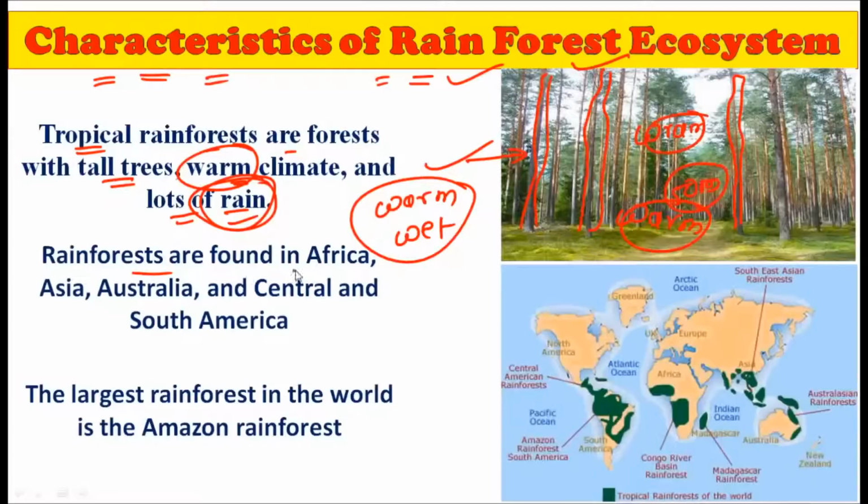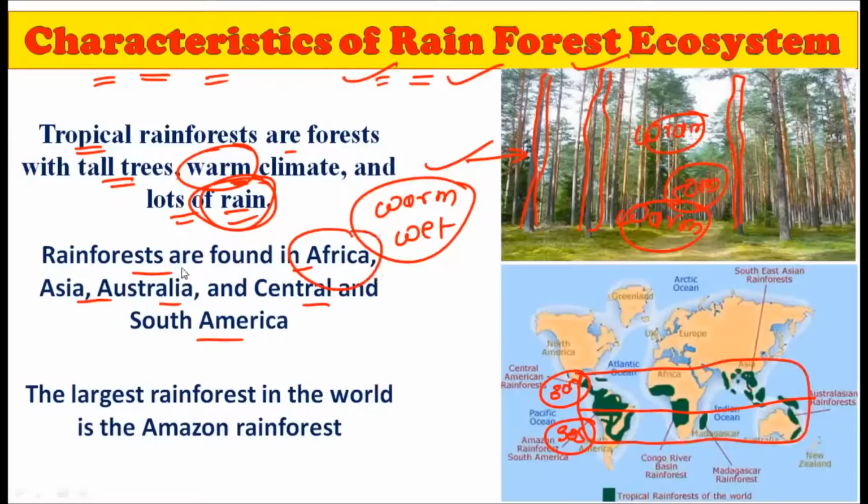These rainforests are found around Africa, Asia, Australia, and Central and South America. You can observe in this picture, the green areas shown are all tropical rainforest area, because generally the tropical area is around the equator. From the equator, 30 degrees north and 30 degrees south is the typical area where rainforest occurs. That is why they are found in these regions. The largest rainforest in the world is the Amazon rainforest, right?